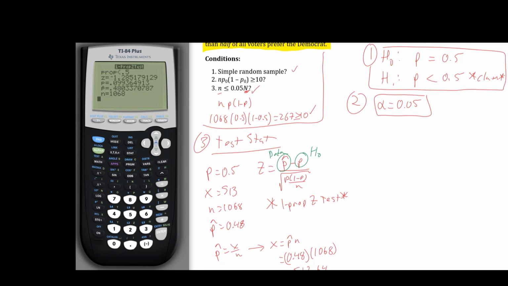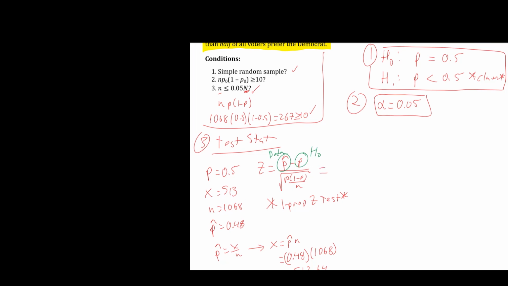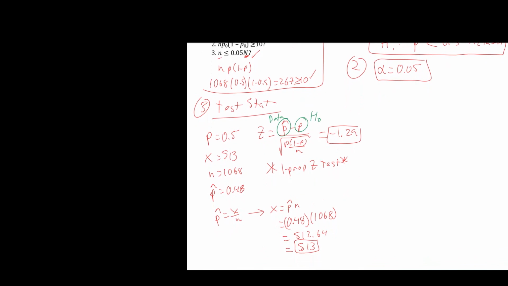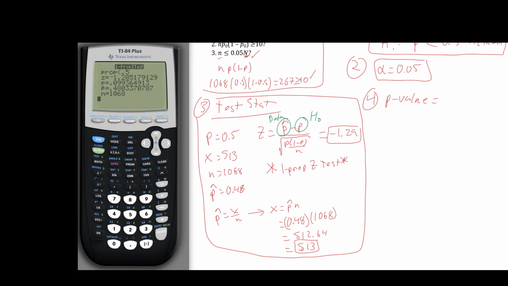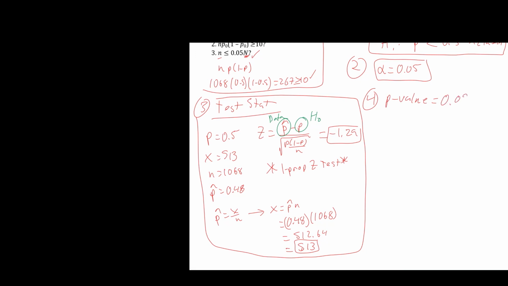Okay. So our z-score is negative 1.29 if we're rounding, and our p-value is 0.0994 if we round to 4 decimal places. That completes step 3. In step 4, I'm going to write down what the p-value was first before I close my calculator: 0.0994.